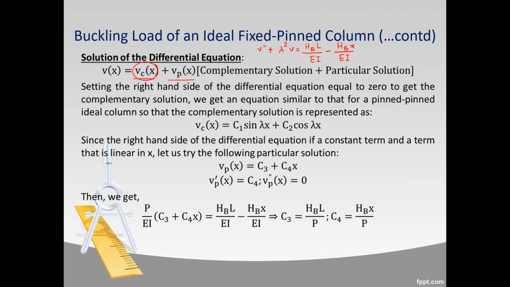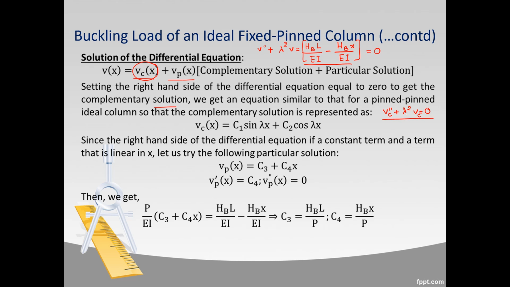To get this complementary solution, we just have to replace the right hand side term, whatever is here, by 0. When we put the right hand side of the differential equation equal to 0, we get the complementary solution. Then our equation becomes V double prime plus lambda square V equals 0. So instead of V here, let me give a subscript C that represents this is a complementary solution equation.